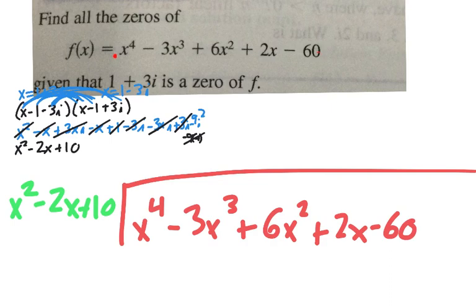This is my leading term, x squared. I want to make it match the leading term, x to the 4th. So what do I need to multiply x squared by to make it become x to the 4th? I need to multiply by x squared. Then I have to distribute this x squared to all the terms. x squared times x squared is x to the 4th. They match, so I'm doing it correct. x squared times negative 2x, that is negative 2x cubed. x squared times 10, that is a positive 10x squared.